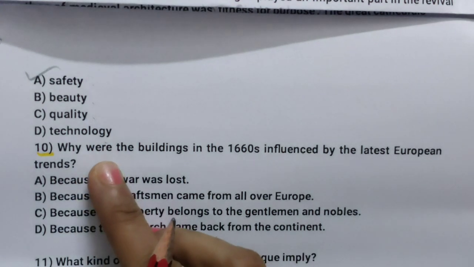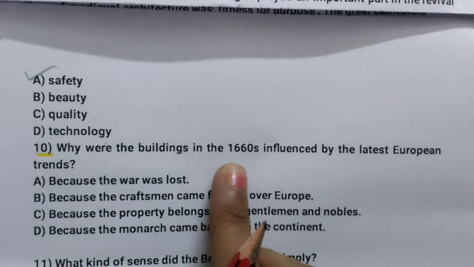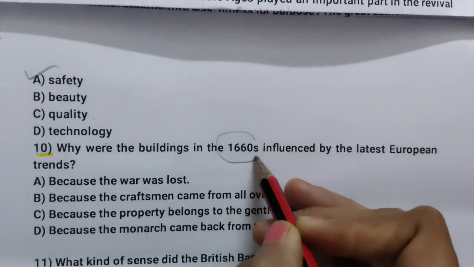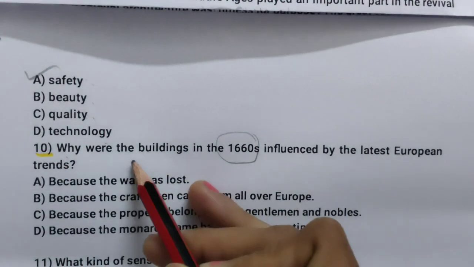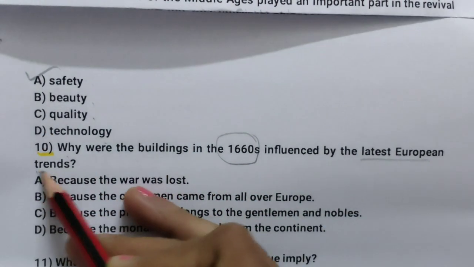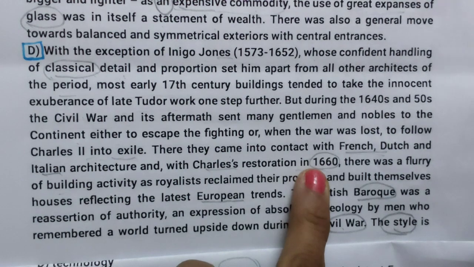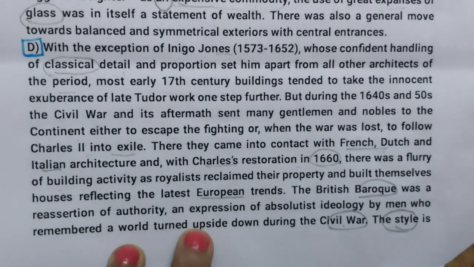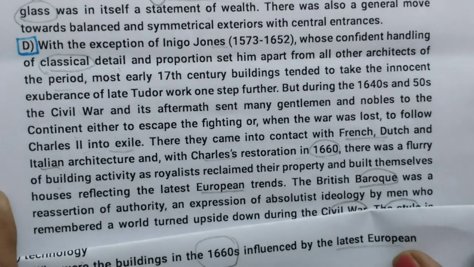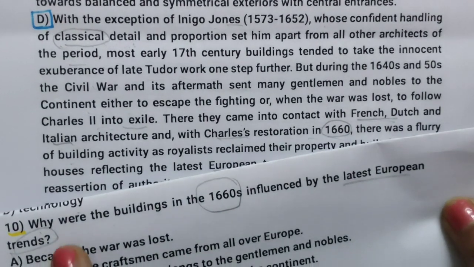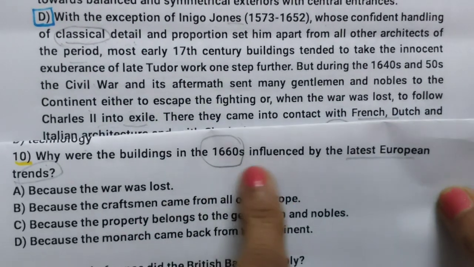Okay, now 10th number: why were the buildings in the 1660s influenced by the latest European trends? 1660 will take us to the location, and the reason the buildings were influenced by the latest European trends. Okay, let's go to this. Here in this paragraph 1660 is there. See, it is so easy to find the locations when we have done the first type of question thoroughly. 1660, okay, there it came. So what is the demand? Why were the buildings in the 1660s influenced by the latest European trends? Okay, let's read it.